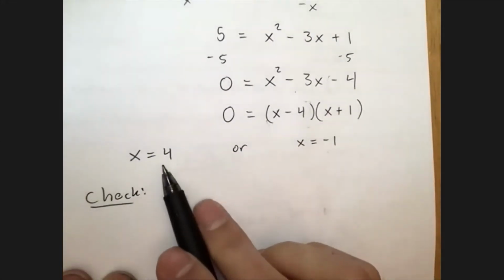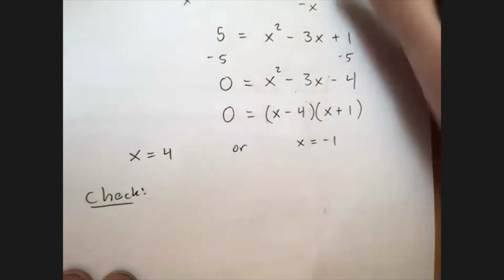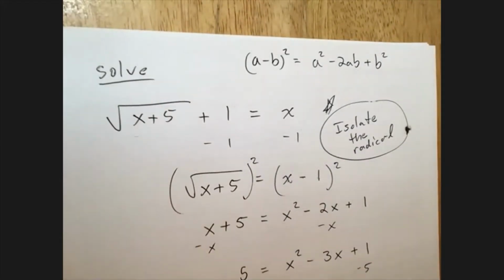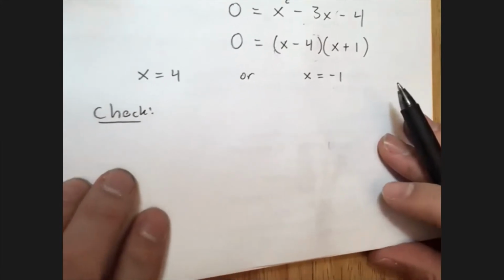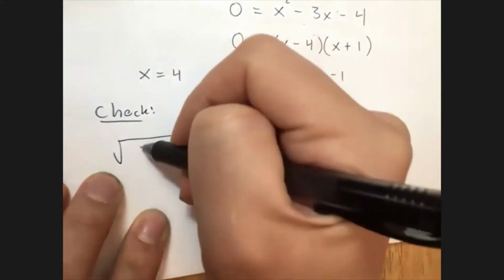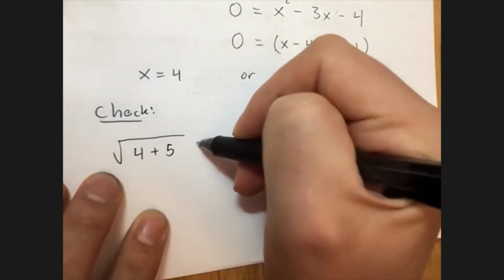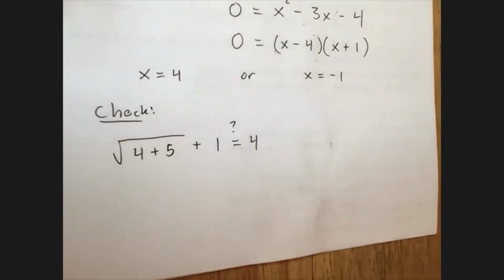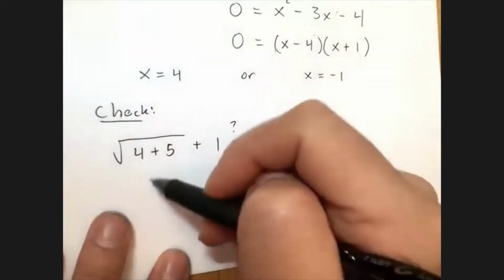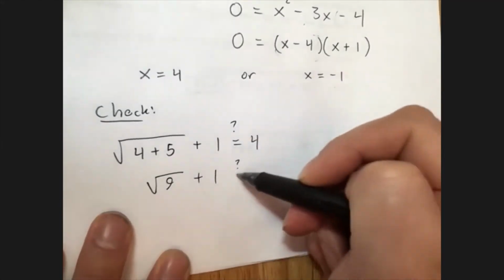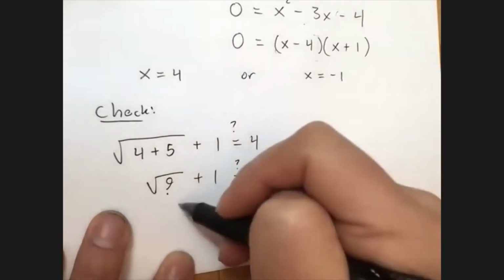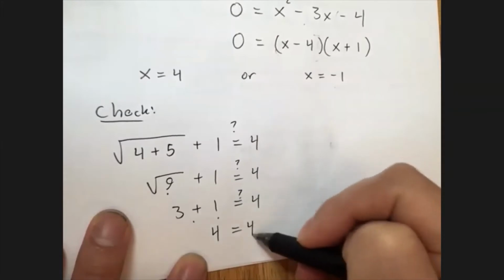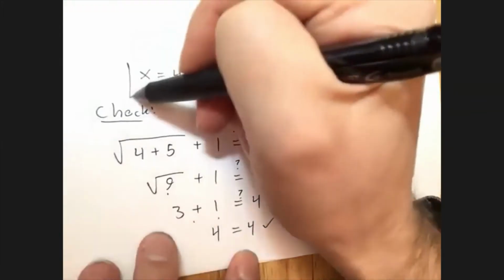Let's check x equals 4. What we're going to do is go back to the original equation, and we're going to plug in 4 for x and make sure that it works. Okay? So substituting in place of x, I'm going to put a 4. 4 plus 5 square root, plus 1. Is that really equal to 4? Well, let's see. 4 plus 5 is 9. So that's the square root of 9. Square root of 9 is 3. 3 plus 1 is 4. So that one checks out. So that is part of our solution.